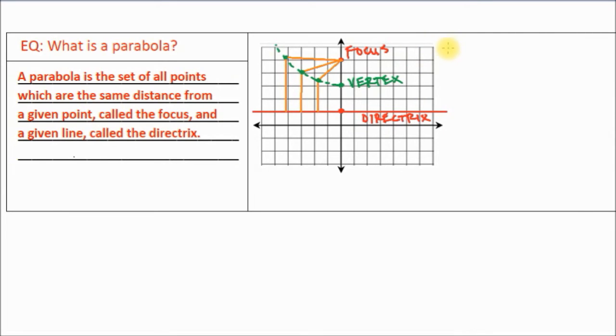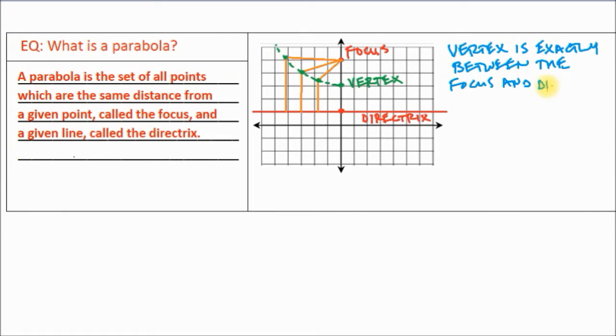The first thing I told you is the vertex is exactly between the focus and directrix. Let's just give it a math definition. It's the midpoint between those two things. Okay, one more thing we want to take away from this is there's another value you're going to be working with here.